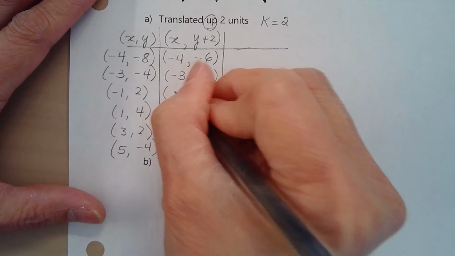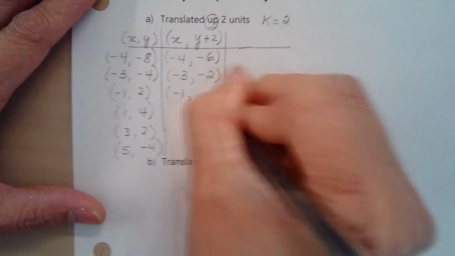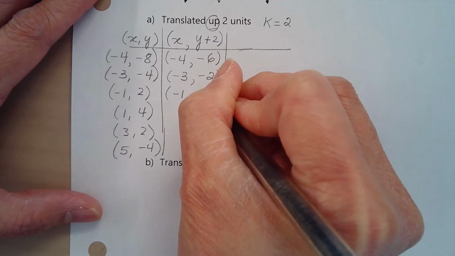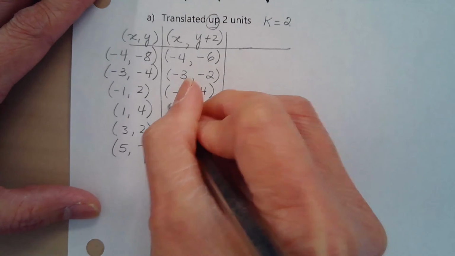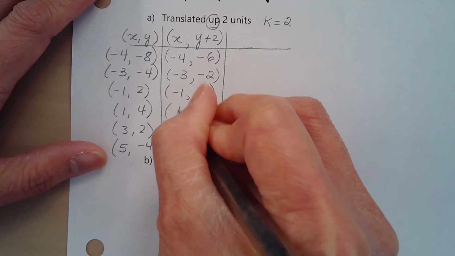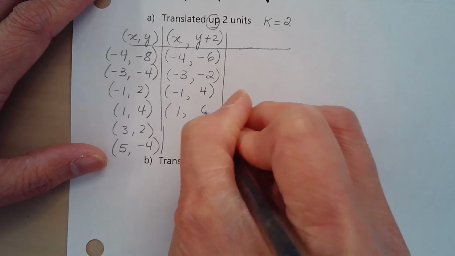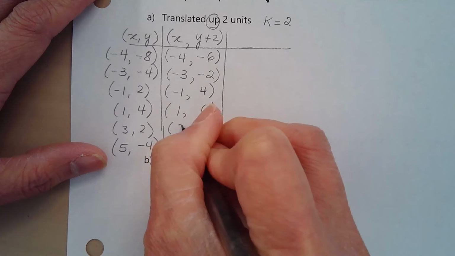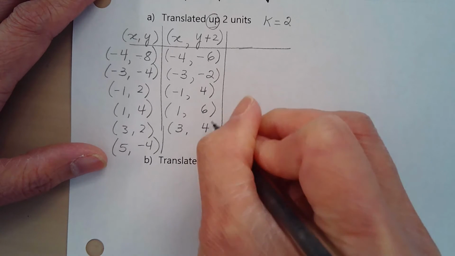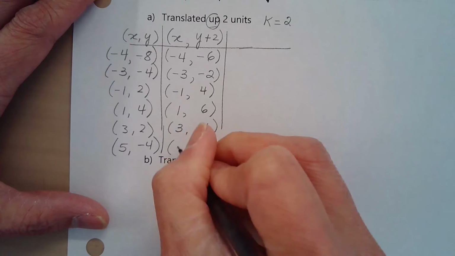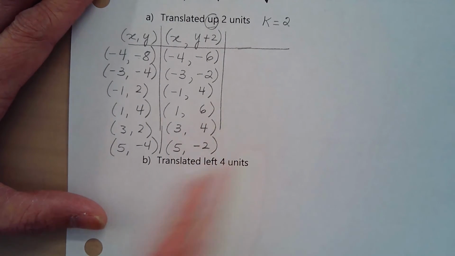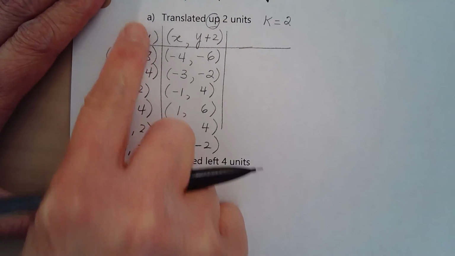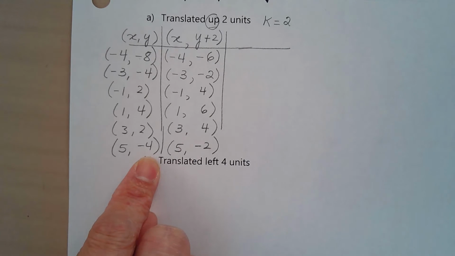Okay, next one would be -1, comma, what's the y? 1, 4, -1, 4. Next one, 1, 6. 3, 4. 5, -2. Okay, so these are the points on our original function.